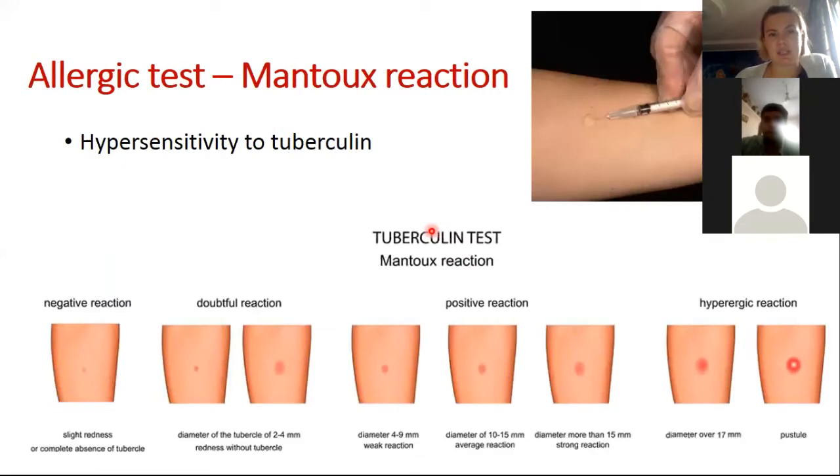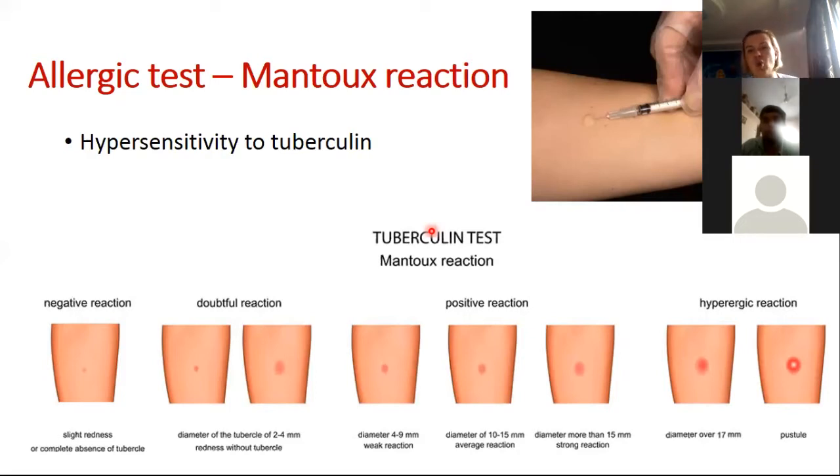Next, allergic test, Mantoux reaction. This is the most common test for detection of allergy against tuberculosis. You should know how to prepare and how to interpret it. You should detect hypersensitivity to tuberculin. Tuberculin is a protein, a product of the life of tuberculosis bacilli. You should inject 0.5 milliliter intradermally in the forearm here.